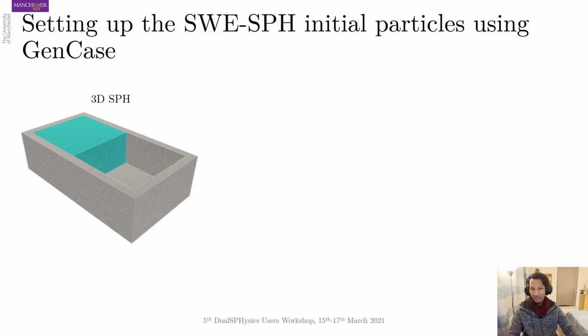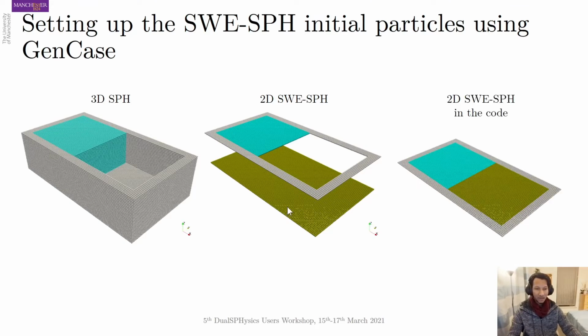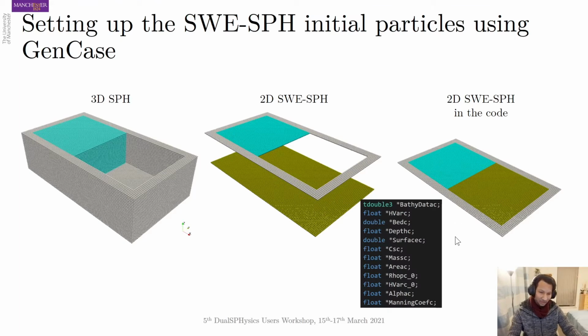To set up the initial particles for the shallow water model using GenCase, we only need one layer of particles. So this is a dam break test case for 3D, but for the 2D shallow water model, we only need one layer of particles for boundary, for fluid, and another extra layer for bathymetry data. After we compute the depth for each particle, we set all the elevations at the same level, so that we only need one layer of cells for the neighbor search. And these are the arrays that we need in the computation.